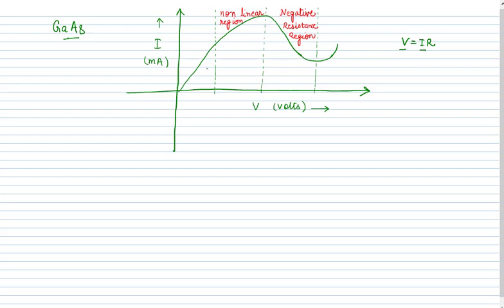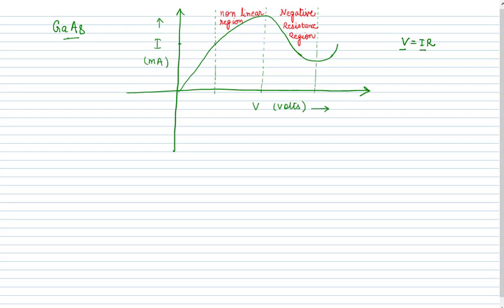So this graph has different regions: this is the linear region, this is the non-linear region, and this is the negative resistance region. Here you can find that for a single value of I, if I take this value of I, V may have any value.